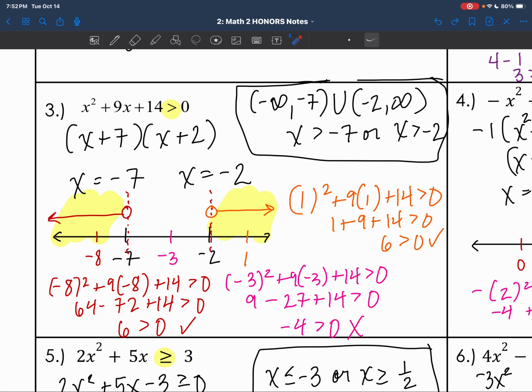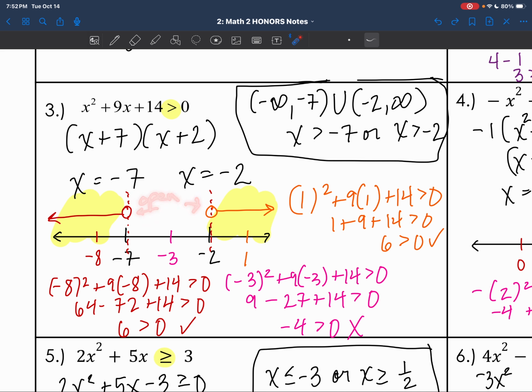And then now let's come over here. We can do any point on this side. Well, I'm going to pick a positive number just to make it easy. We could have done 0. It doesn't matter. We could do whatever point as long as it's not -2. So when I did this, I got 6 is greater than 0. Well, that's true. So we're going to shade over here. And then remember, these are both open points.